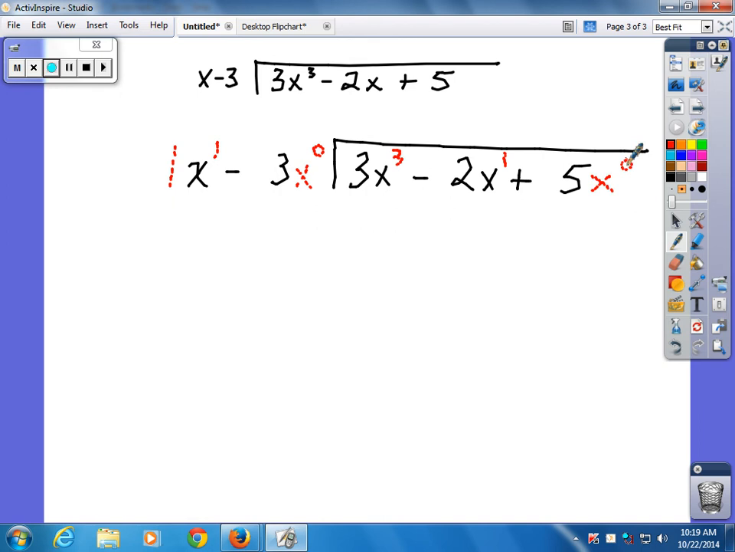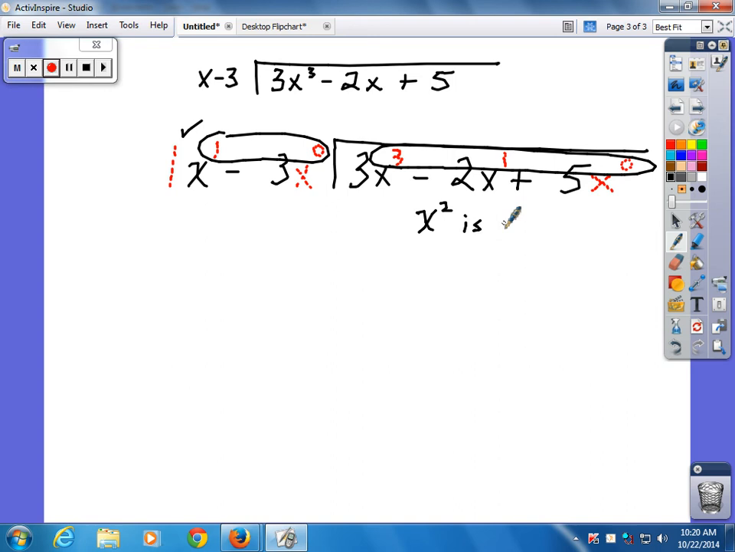So once you put it in terms of everything has a variable and everything has an exponent, let's check the left-hand side. Is everything there? 1, 0. Yes, that's good. Let's check the right hand. 3, 1, 0. Is anything missing? Yes. The x squared term is missing.